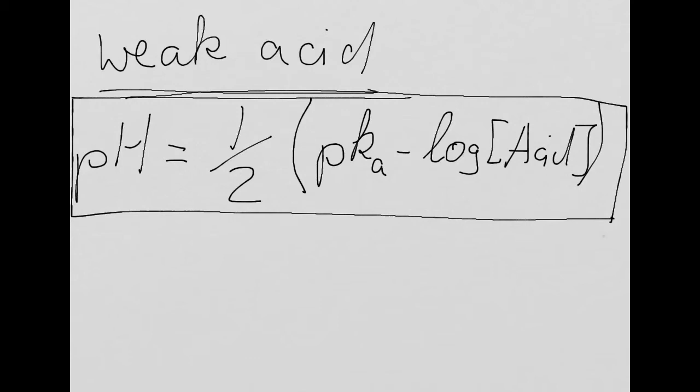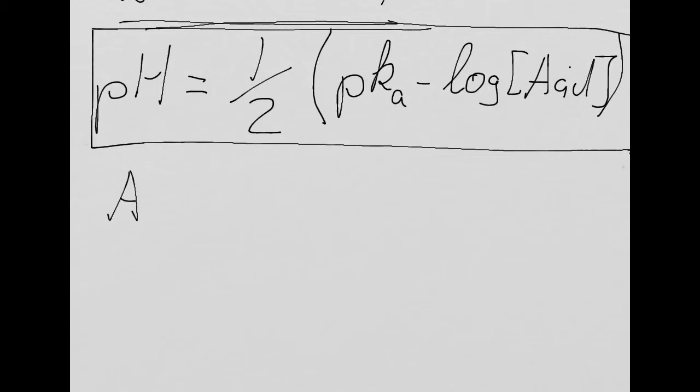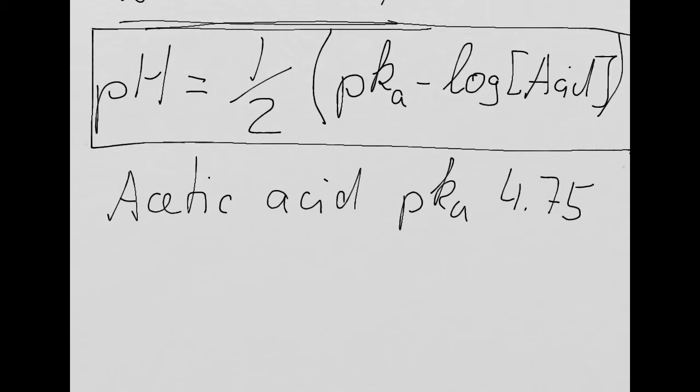So, what can we do with this equation? Let's do an example. We know that acetic acid, or I tell you, acetic acid has a pKa of 4.75. So it's not a terribly strong acid. Well, actually, it is a weak acid. And I have a concentration of 0.1 molar. What is the pH of this solution? Can you try to figure out?